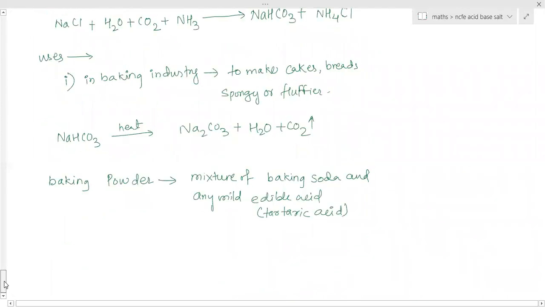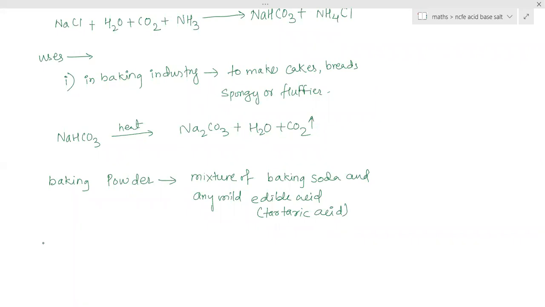So the baking powder which we get in the market is actually a mixture of baking soda and any mild edible acid that we can consume. Mostly tartaric acid or citric acid is used. Most commonly tartaric acid is present in it. Here also baking soda is used, but generally bakers won't prefer using baking soda directly. Instead they use baking powder, the mixture of baking soda as well as one edible acid, tartaric acid.